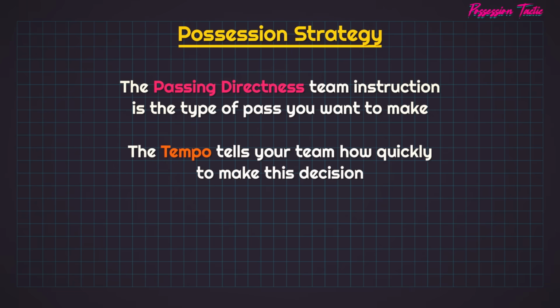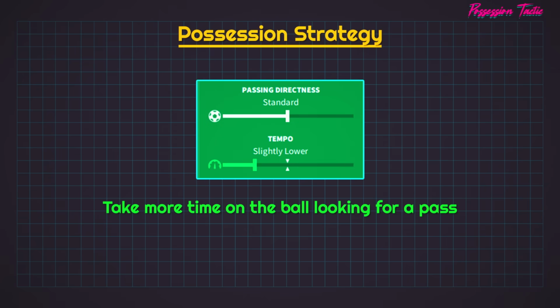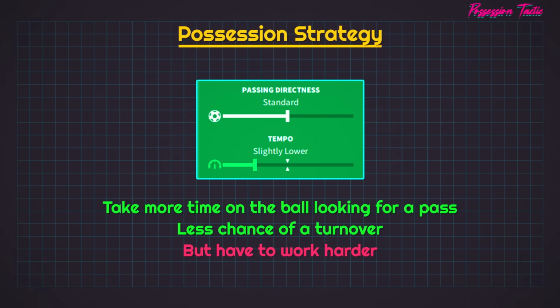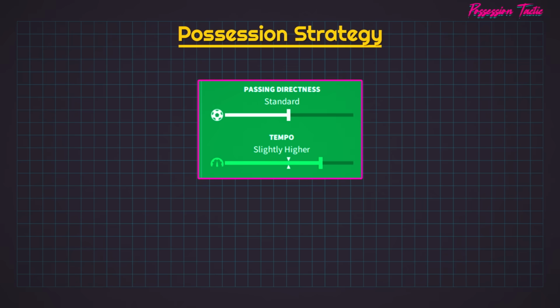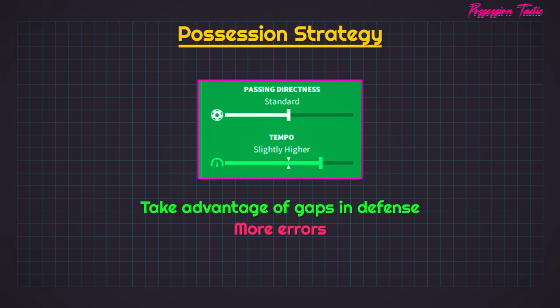The tempo tells your team how quickly to make this decision. A lower tempo tells them to take more time on the ball looking for the pass. With a lower tempo, you have less chance of a turnover, but have to work harder to break that opponent down. A higher tempo tells your team to pass it more quickly. This can be good to take advantage of any gaps in the defense, but can also lead to more errors.